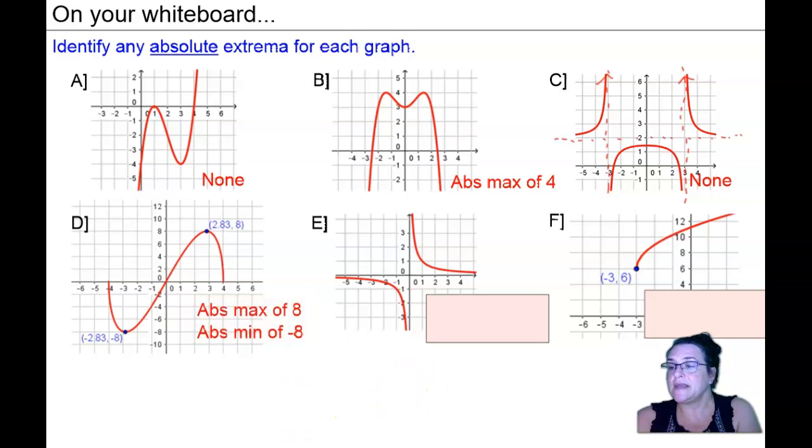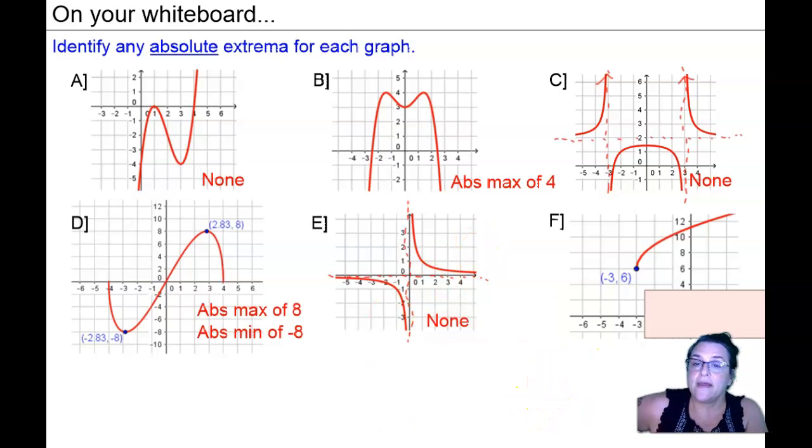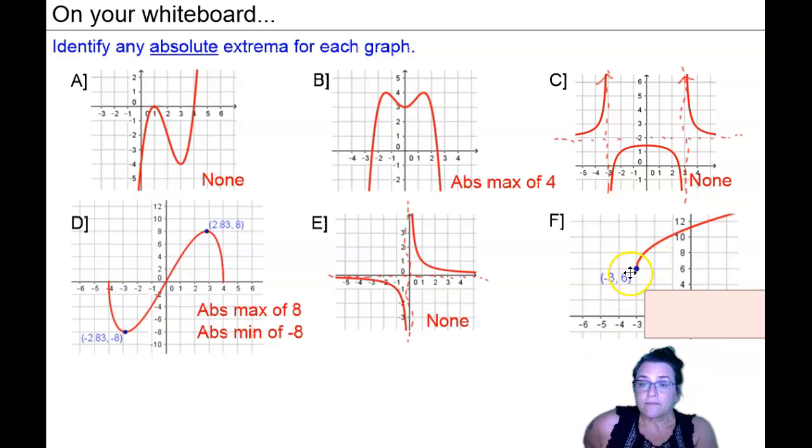Okay, in example E, this is another rational function. So we can see the graph being shaped by these vertical and horizontal asymptotes along the x and y axis. And recall, asymptotes do not count as extrema, so this has no absolute extrema or relative extrema. And then in example F, this is a square root function, and it's got an endpoint here at (-3, 6). That endpoint is an absolute minimum of 6.